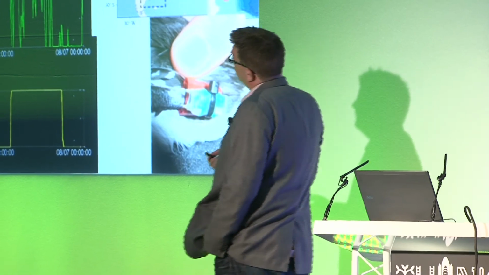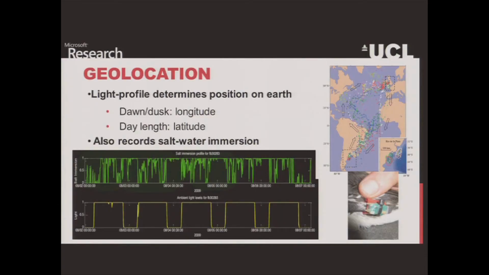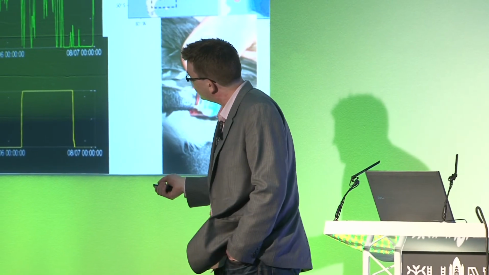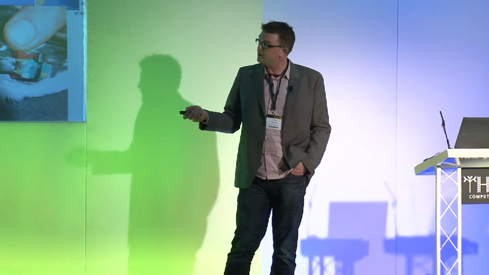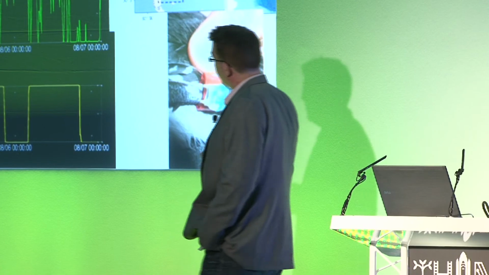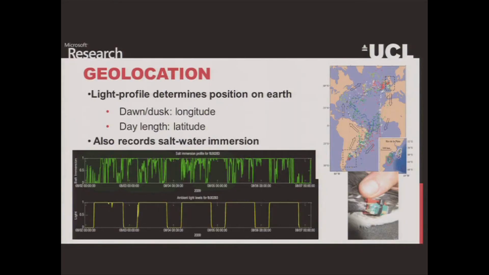And what we use to look at this is what I call geolocation, which is this little 2-gram device, this half a teaspoon of water device. And all this device does is measure light. So every 10 minutes it measures the maximum light level. And what that lets you do is work out when the sun comes up and when the sun goes down, and therefore work out the length of the day. And if you think about it, where you are on Earth changes how long a day is. So if you can record the length of a day, you can work out the position of this animal on the Earth. So all this device does, this tiny device, is record day length, and it lets us get data like this.